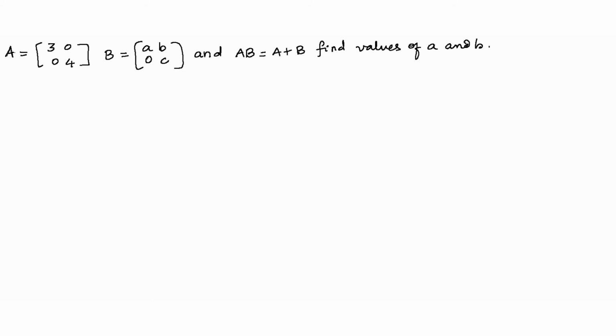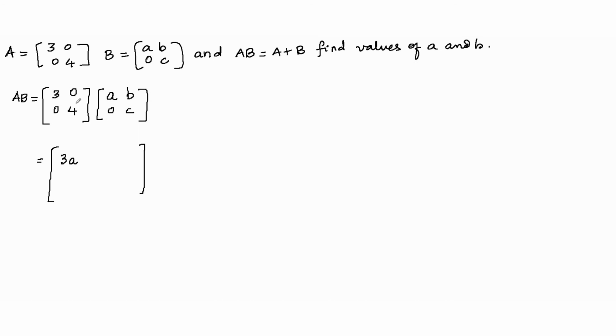So let's first find A into B. So to find A into B, I first need to multiply them. So let's multiply. A into B is going to be equal to 3, 0, 0, 4 multiplied by A, B, 0, C, right? So now let's multiply the two matrices. This is again a 2 by 2 matrix. So take the first row, first column and multiply. That's 3A plus 0. That's 3A. Take the first row, second column. So it is 3, 0 multiplied by B, C.